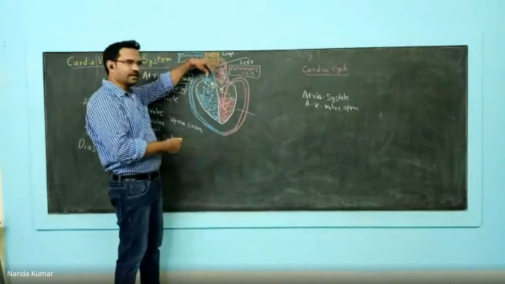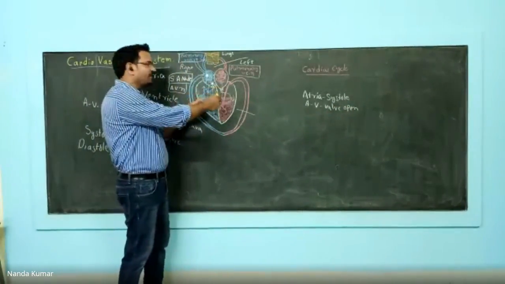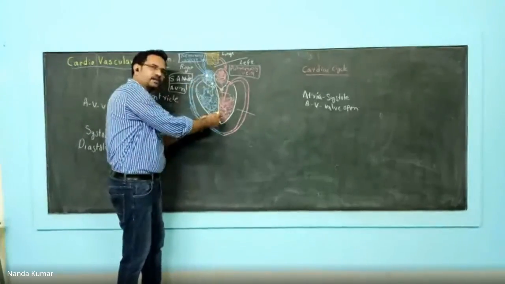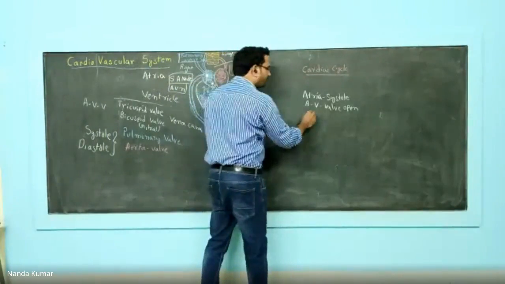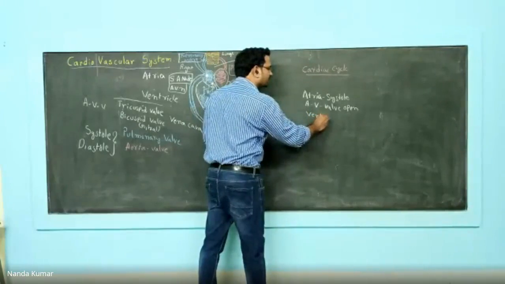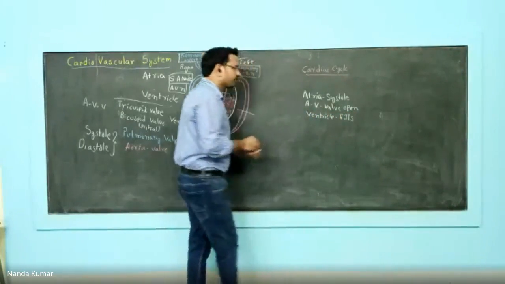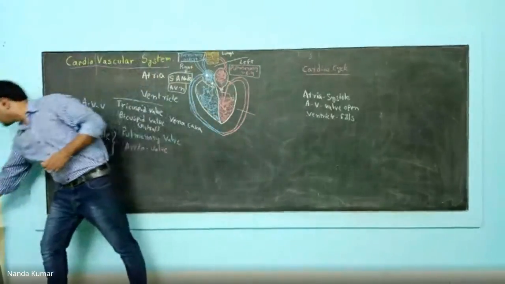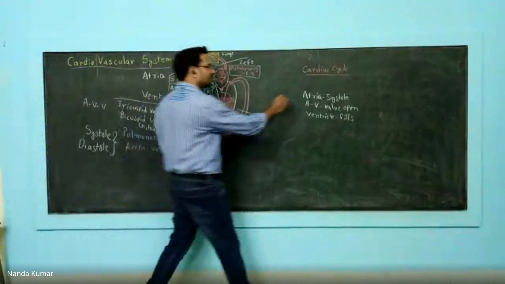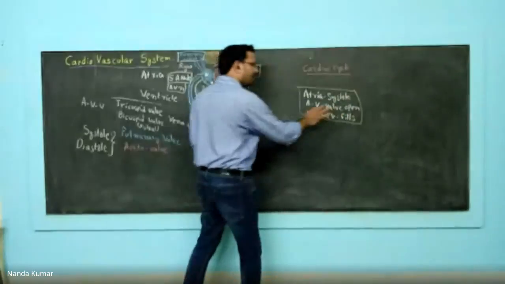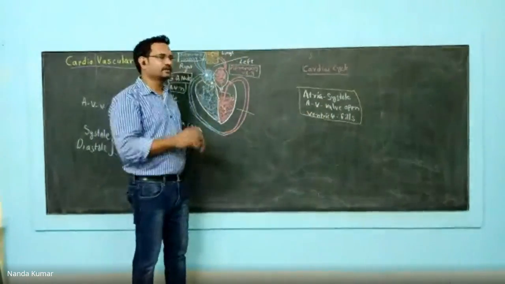So both of them will contract, both the valves will open. What happens then? Blood rushes to that ventricle. So ventricular filling occurs. Ventricle fills. So this is how the cardiac cycle starts. Atria undergoes systole, the valves will open, ventricle fills.